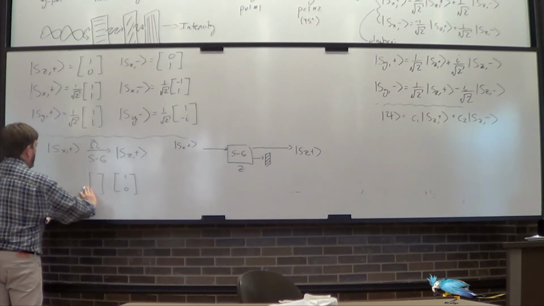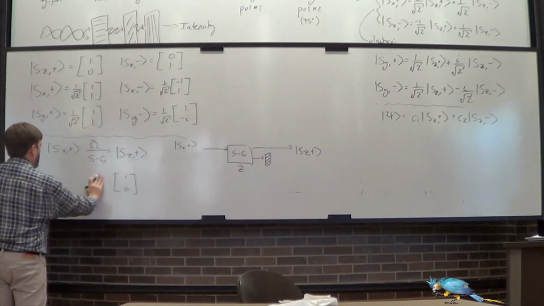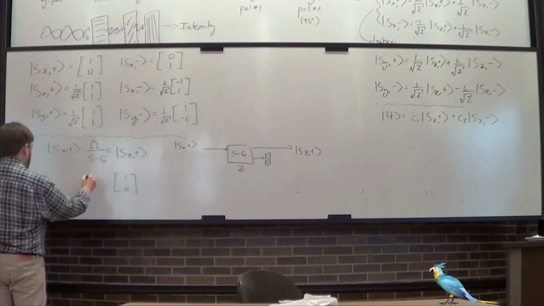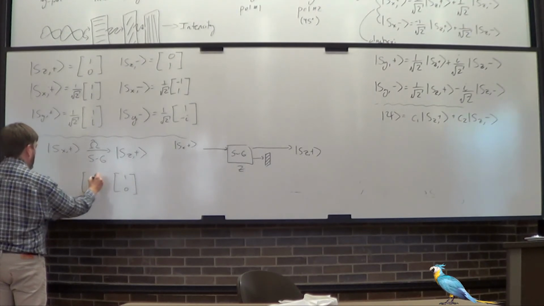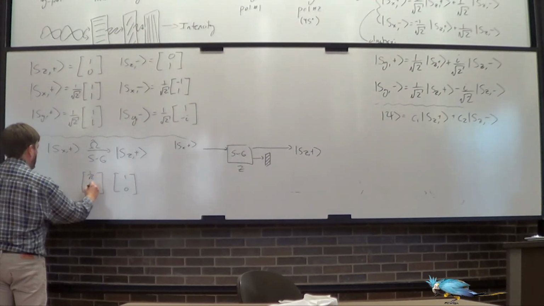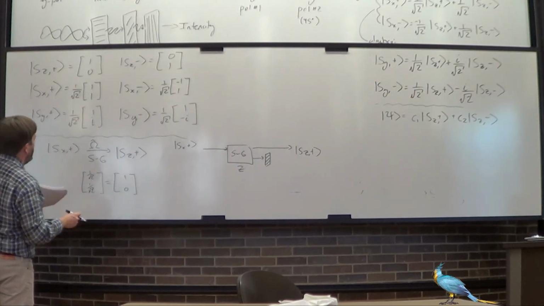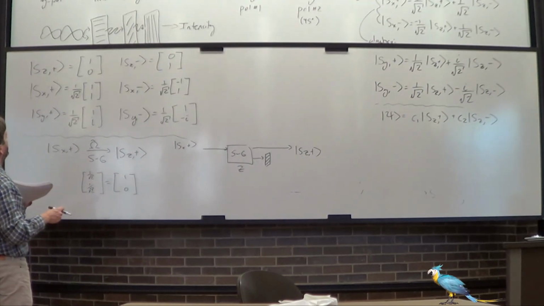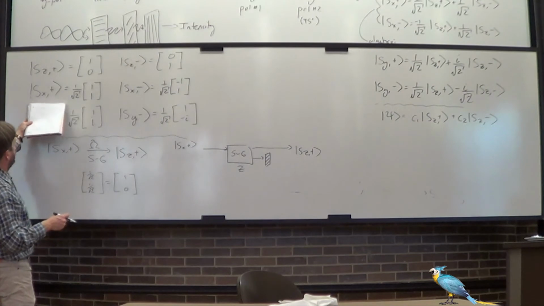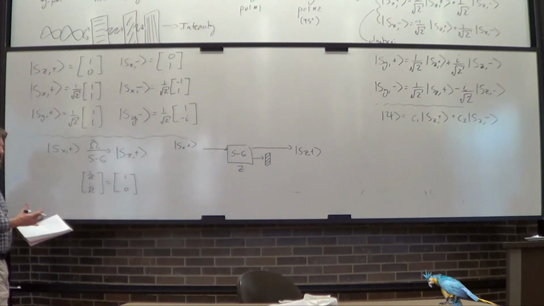Here, I'll put the 1 over square root of 2 inside this. Okay, so what does that do? Let's see, did I do that right? Yeah. Okay. I've got to get those equal to each other.